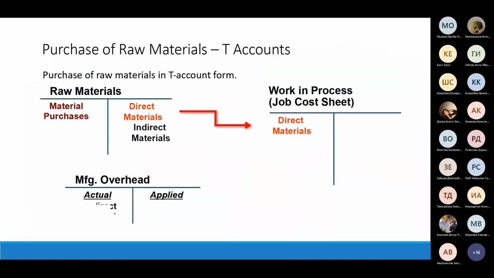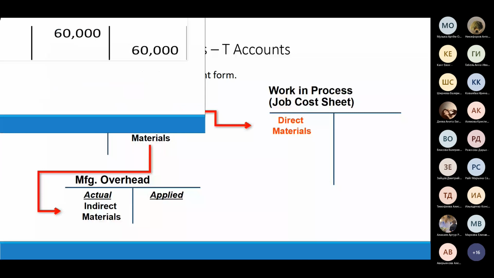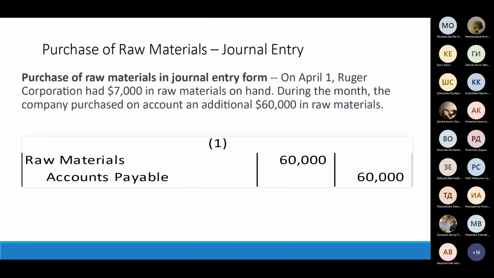So how can we act making transactions? Here we have to move our direct materials directly to the job cost sheet using the work in process sub account for each job. So we create as many sub accounts as we have jobs. Then indirect materials are moved to manufacturing overhead, and this is a recording of this operation.